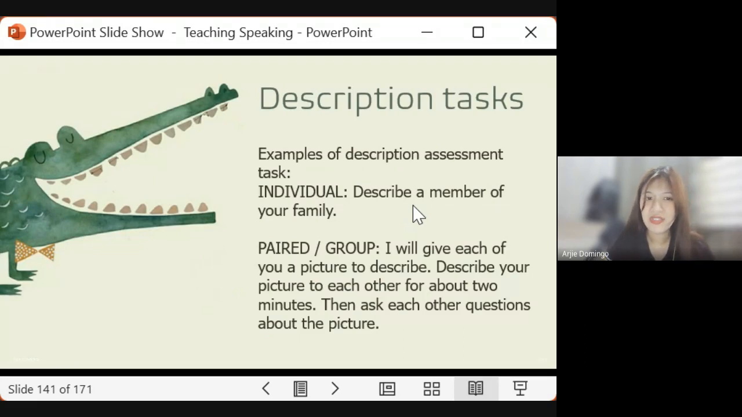While if it's a paired description task or a group description task, what you could do is to give them a set of items or objects, and you'll ask them to describe that particular item. And the other person will be guessing what the item they are trying to describe. That's one task for them to practice their English speaking skill.